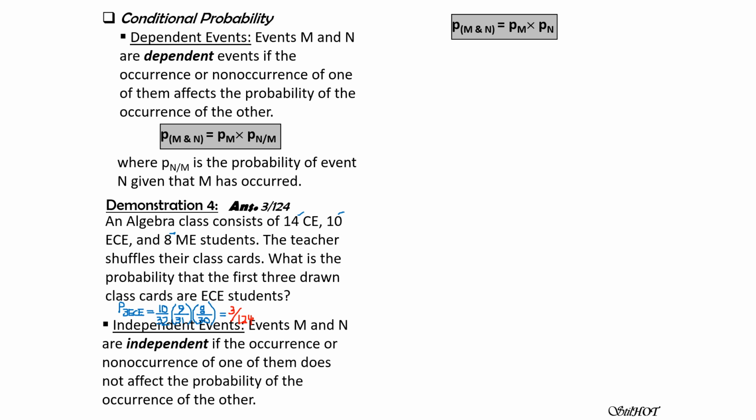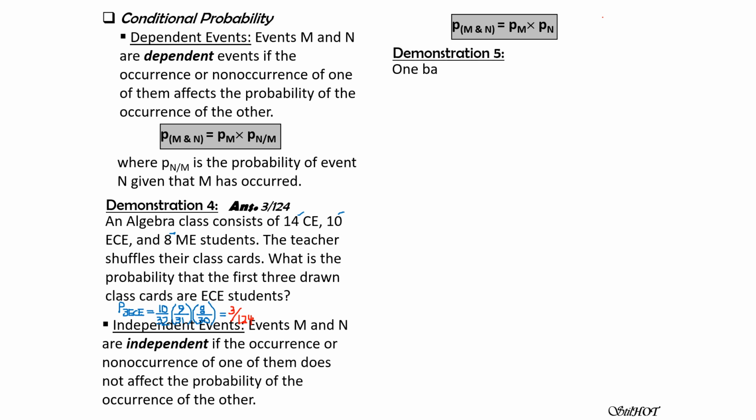Meaning the probability of the occurrence of the second event is intact because they are independent events. It is not affected by the occurrence of the first event.